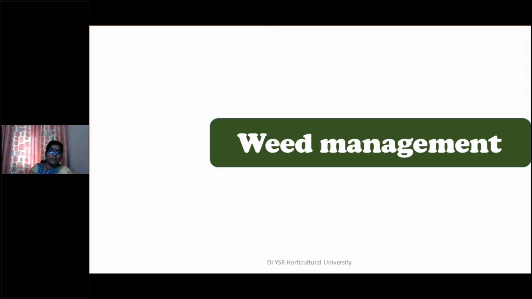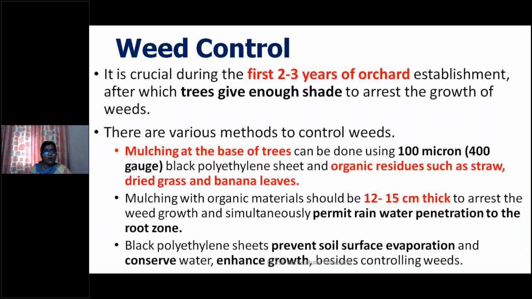Then coming to weed management, because we are growing in a closer spacing, it is very crucial to take up weed management in the first 2 years of orchard establishment. Once the trees grow, they will give sufficient shade, which will arrest the growth of weeds in due course. There are different methods to control weeds, apart from chemical weed control management.